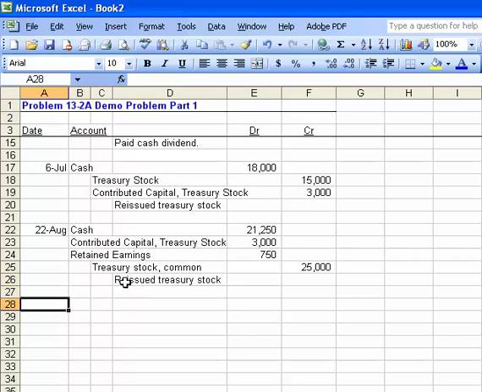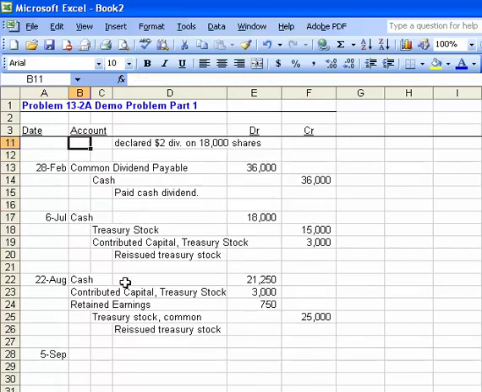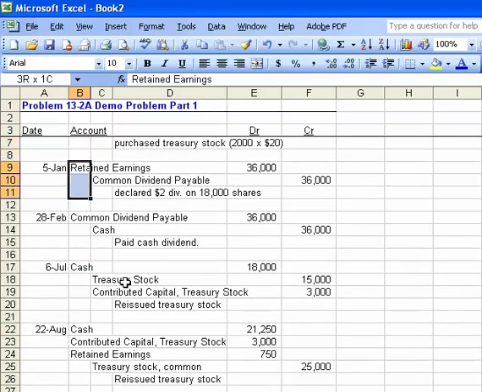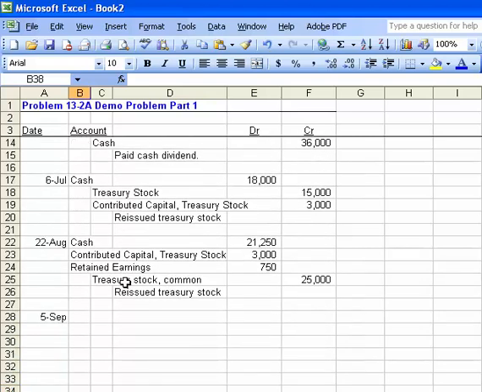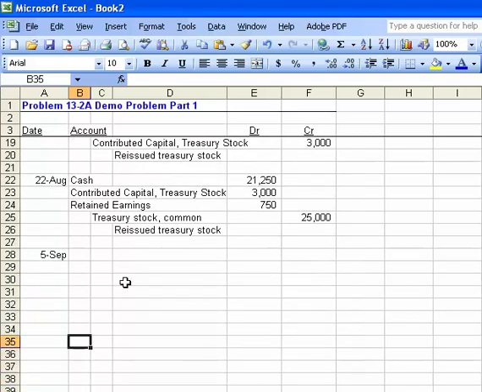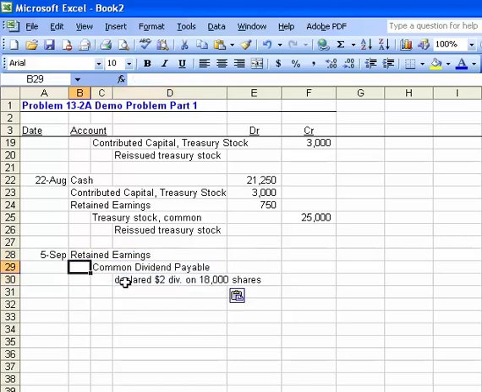Now let's look at September 5th. The directors declare a $2 per share cash dividend payable on October 28th to the September 25 stockholders of record. So on September 5th, we declare dividends again, and this should be similar to what we've seen before. I'm going to just copy from above. Bring that down so you can see it. I apologize for a little bit of the scrolling. I can only show so much of the window.